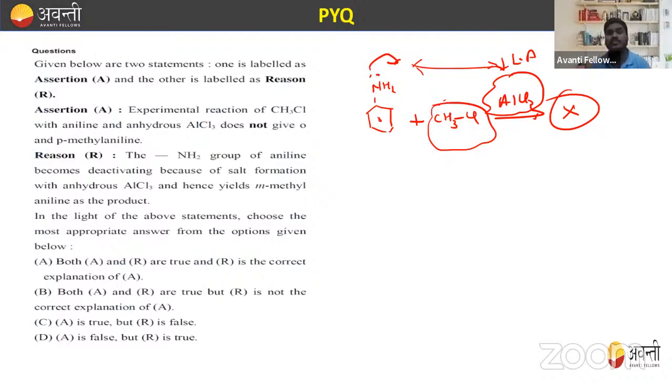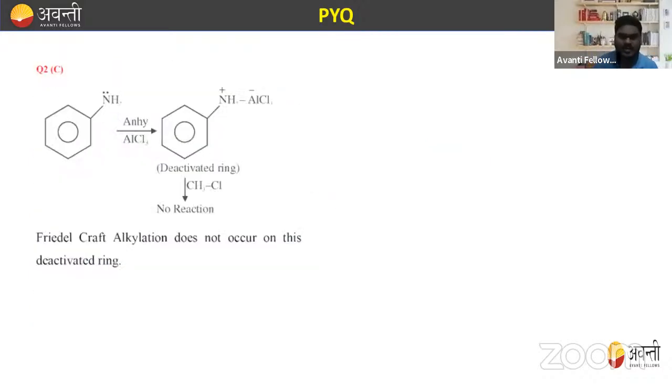So this point must be remembered: aniline never undergoes Friedel-Crafts alkylation, right? The reason is the NH2 group of aniline becomes deactivating because of salt formation with anhydrous AlCl3. Hence, no yield of methylated product. So whether it is correct or not, because the explanation here involves a Lewis base and a Lewis acid. So let's see the options, right?